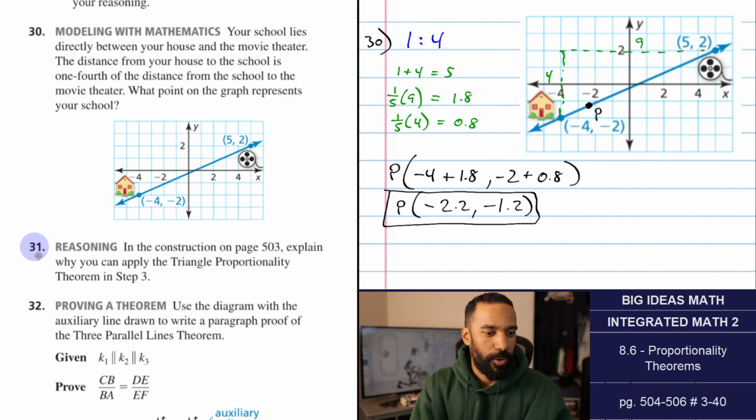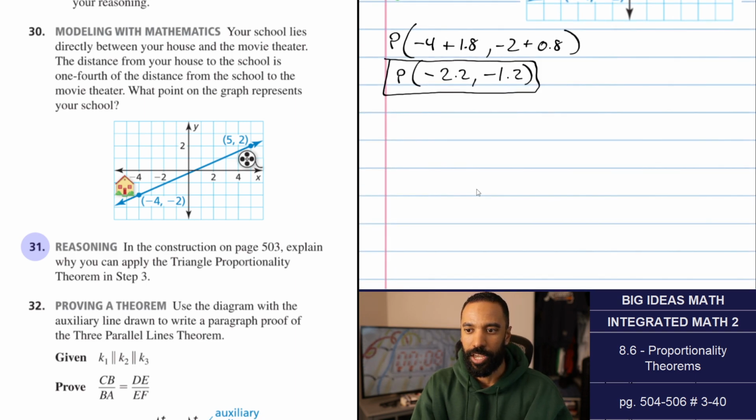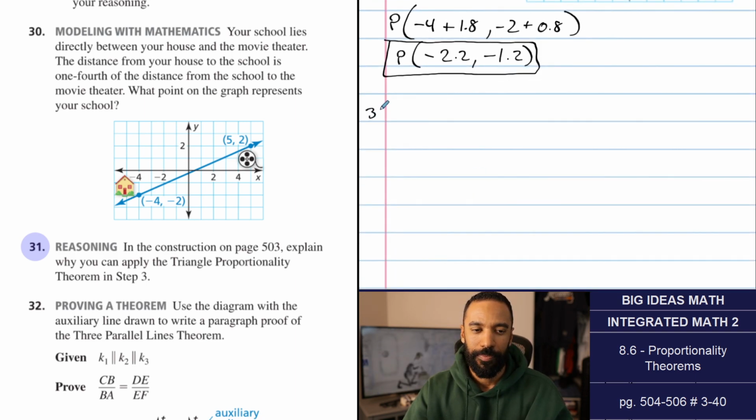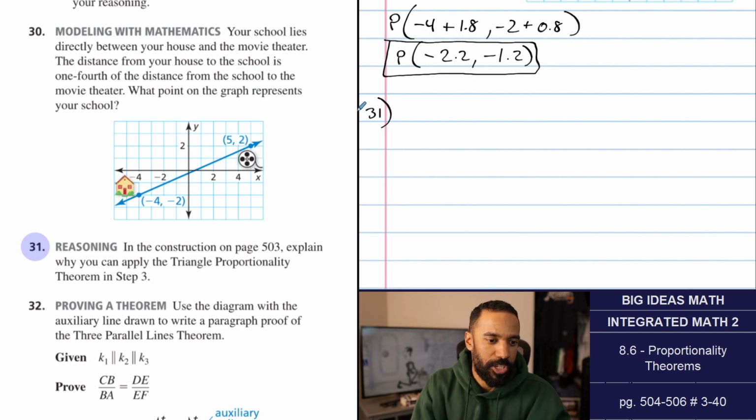All right, 10 more questions. Hopefully, I look at number 32 and it looks scary, and I can't even see it in full. So, number 31. In the construction on page 503, explain why you can apply the triangle proportionality theorem in step 3. Okay, let's find this page 503 thing that they're talking about.